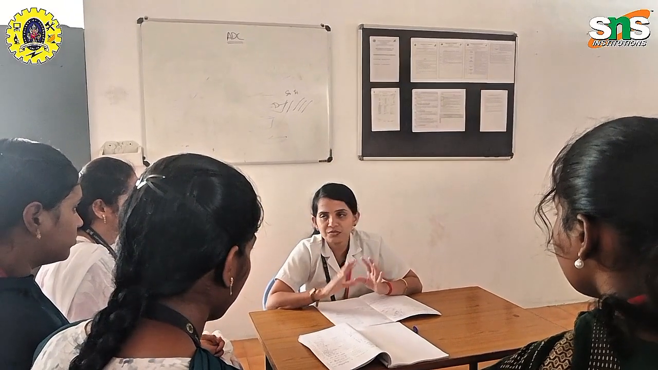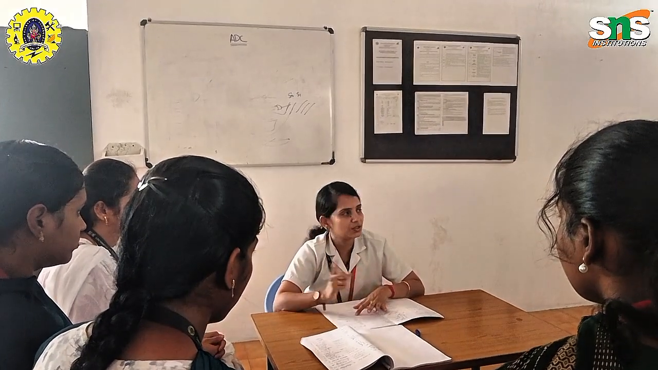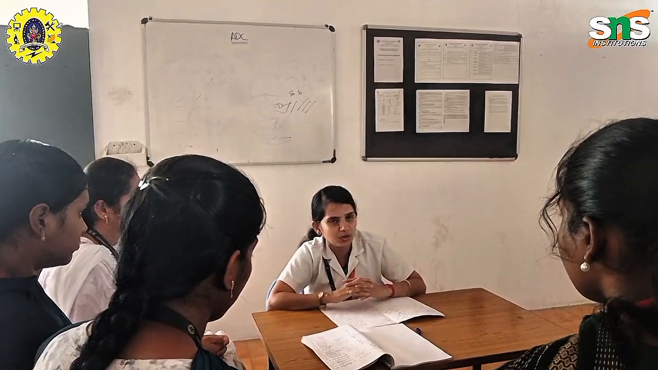In total there are 5 stages in design thinking. First is empathy, second is define, third is ideate, fourth is prototype, and fifth is testing. Apply these 5 stages and give me a better solution. I give you 5 to 10 minutes. You can discuss among yourselves and give me a solution.